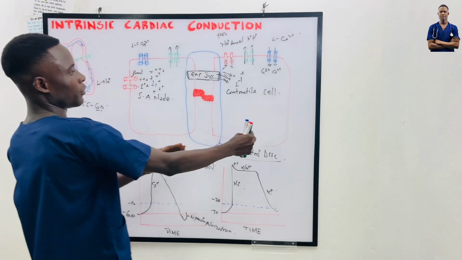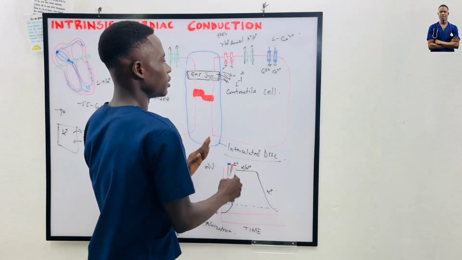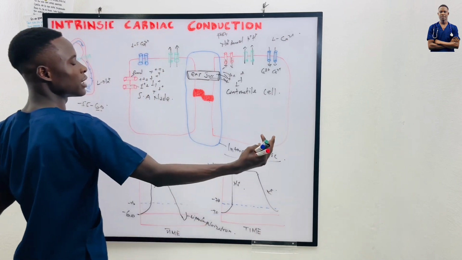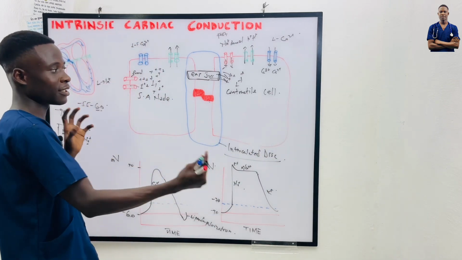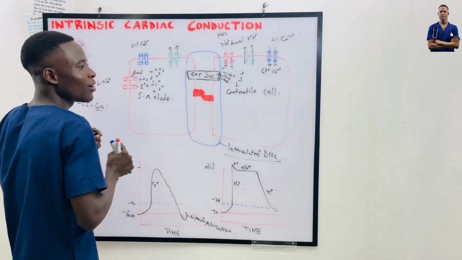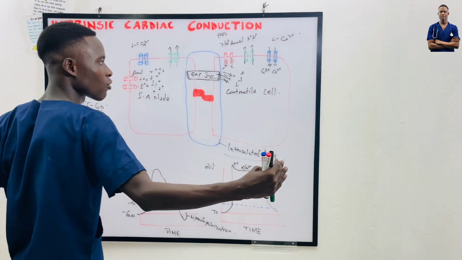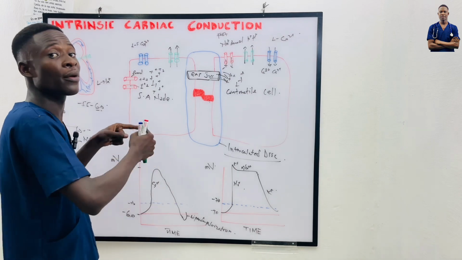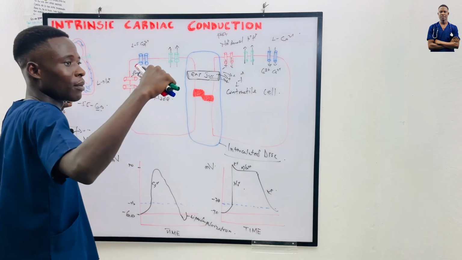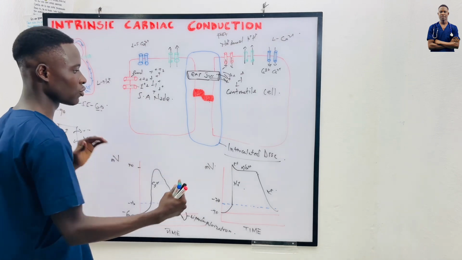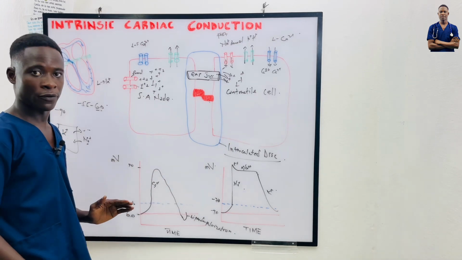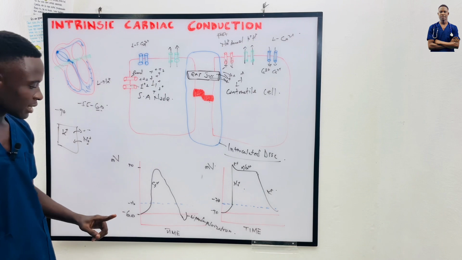Now, if you have another cell here, the process will continue, and then the cell can contract at the same time. And this is what we call synchronous contraction. When all the cells in there contract at the same time, because they were all depolarized and got excited at the same time, so they did it together. Do you understand?